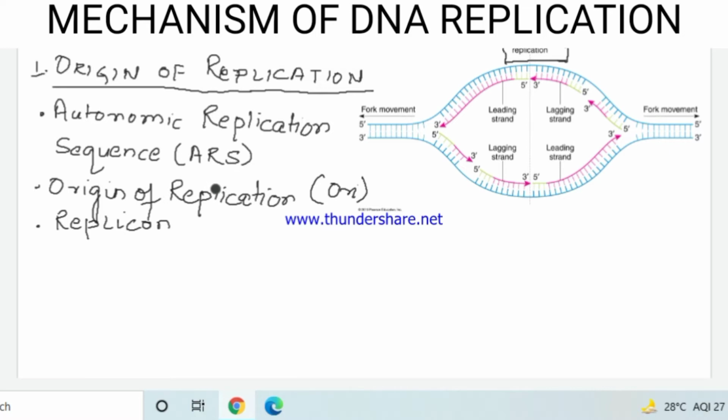Now, replication is a bidirectional process. So it occurs in this direction also, in this direction also. Rarely the replication is unidirectional. This is the first step of DNA replication.